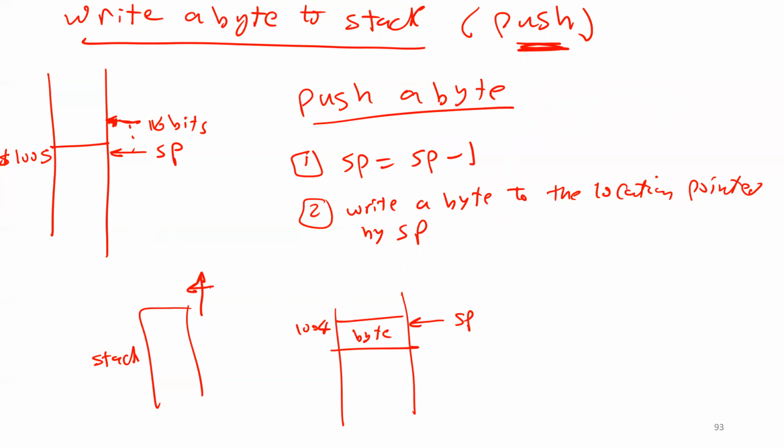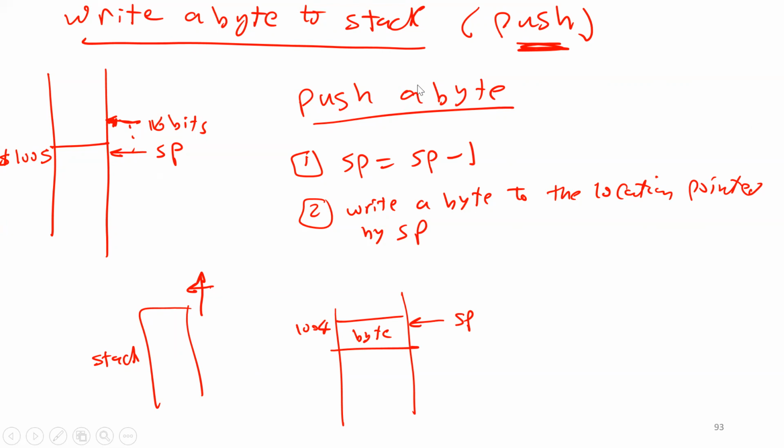So the stack pointer is here. I want to write a byte. Number 1, decrement the stack pointer. Number 2, write the byte at the location pointed to by the stack pointer. That's exactly what I'm explaining here. Look here, guys. Write a byte to stack. That's what I'm going to call push. I'm not going to use the word write again. With stack, we use push. So I want to push a byte.